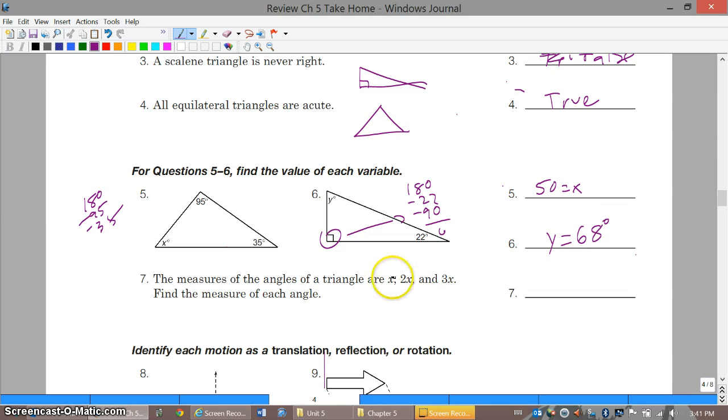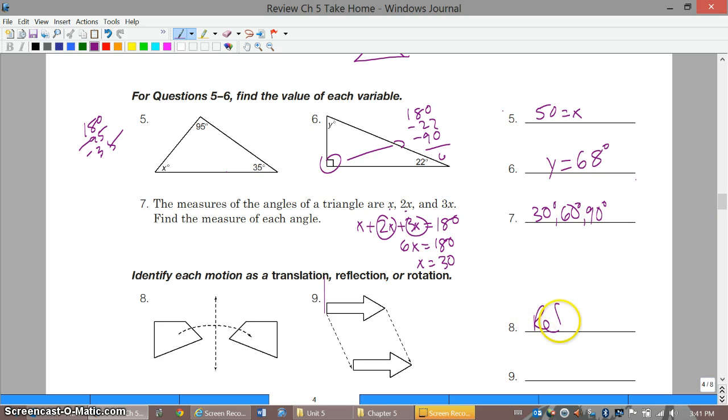The measures of the angles of a triangle are x, 2x, and 3x. Find the measures of each angle. Well, the three angles in a triangle add up to 180, so we're going to add those three and say they equal 180. So that's 6x equals 180. That means x is going to equal 30. So that means one of them is going to be 30, right? This guy, 2x, 2 times 30, which will be 60, and then the third, 3 times 30, which will be 90, all degrees.